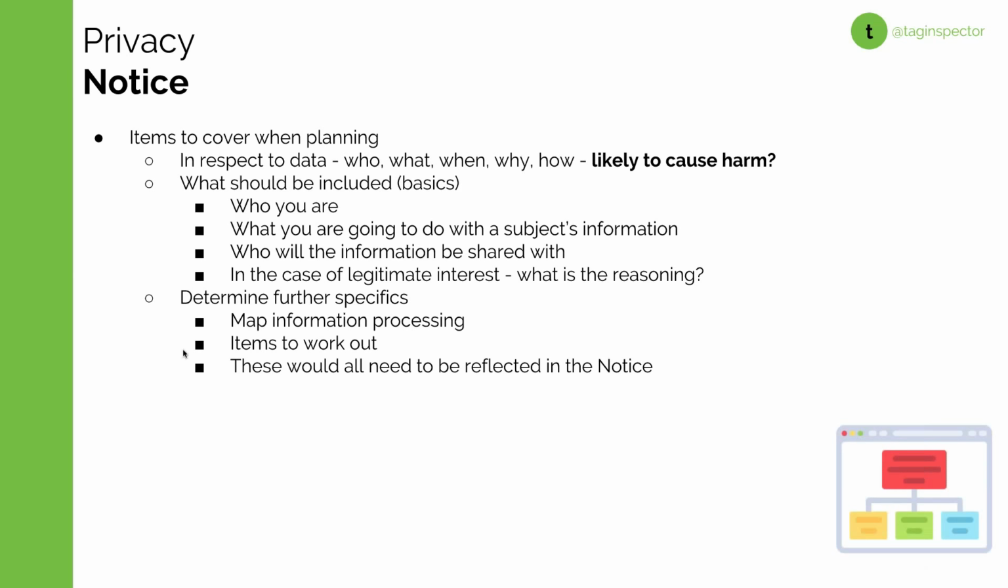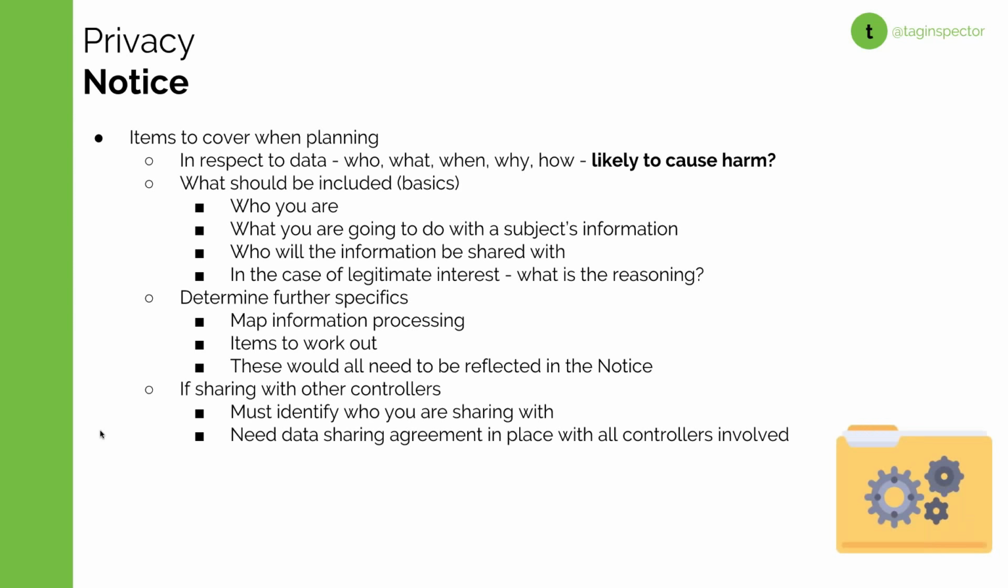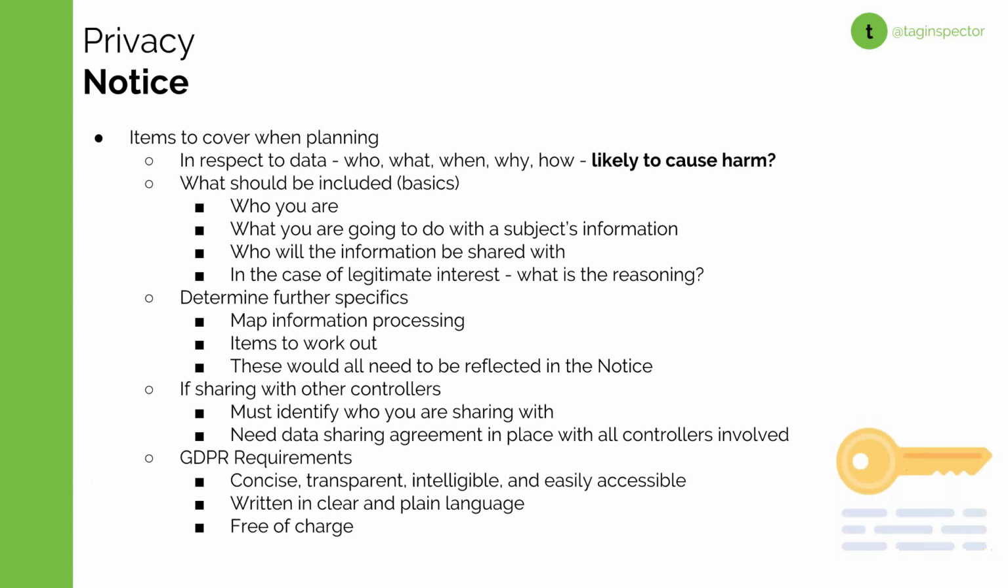And we can do all that just by mapping information processing, thinking about some of the other items that we need to work out, some of those other implications of the personal data that we're processing. And then all of those things need to be reflected within your privacy notice. As I mentioned, if you're sharing data with other controllers, you have to identify who it is that you're sharing data with. You need a data sharing agreement in place with all those controllers involved. And you just need those protections, and that transparency needs to be available to the end user.